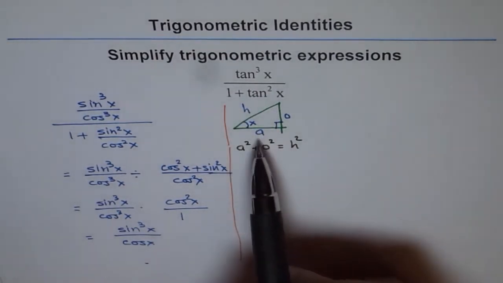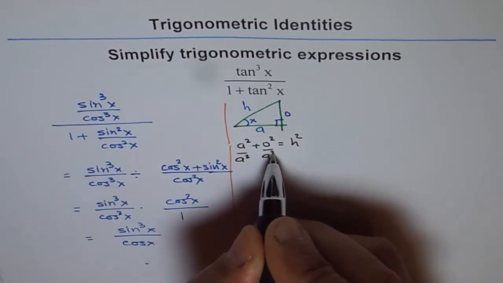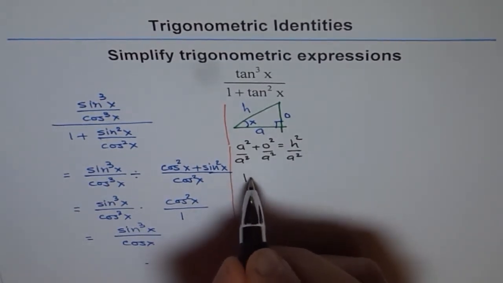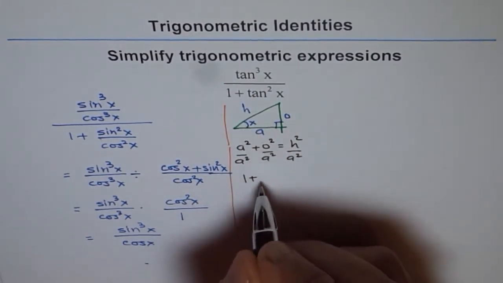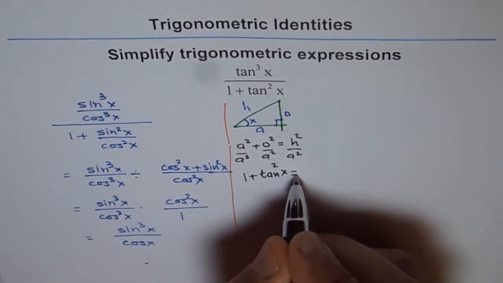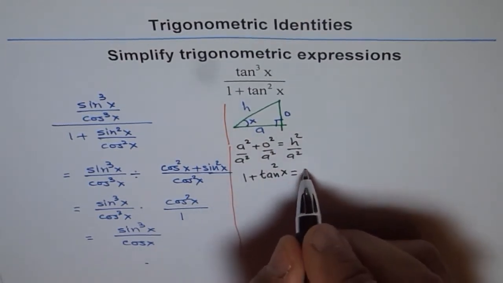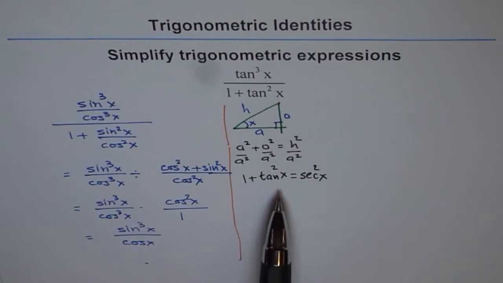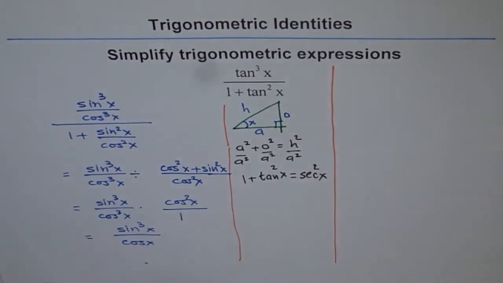So if I divide all these by a square, then what happens? Look at it. So a square, divide this by a square, and divide this by a square. So what happens? A over a is 1, right? So we get 1. 1 square is 1. Plus o over a, opposite over adjacent is tan x, and square of that. So 1 plus tan square x is equal to h over a squared. H over a is secant x, reciprocal of cos x. Do you see that? So you get secant square x. So that's another Pythagorean identity, right? Which we can use. Here we can replace 1 plus tan square x by secant square x, correct? So that's what I'm going to do here. You remember this is also Pythagorean.